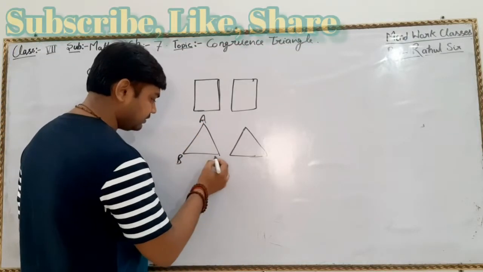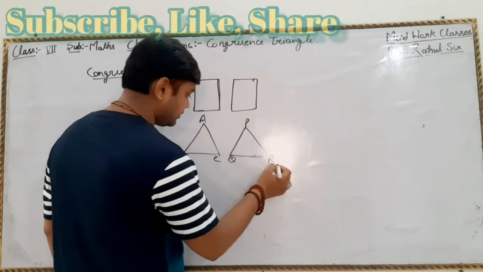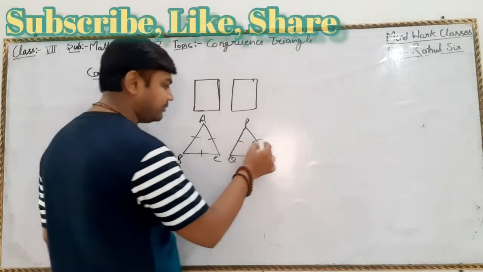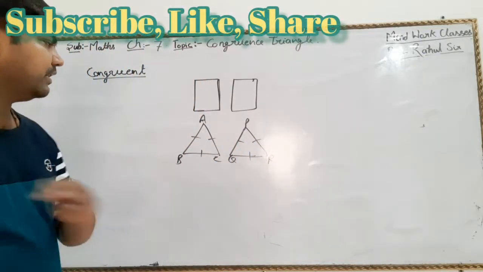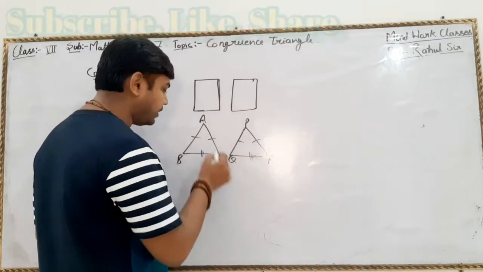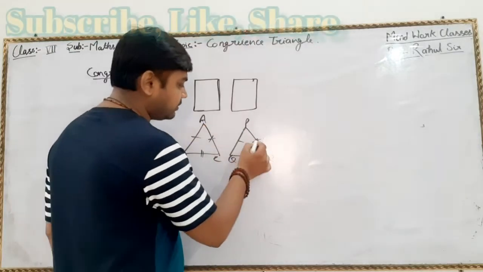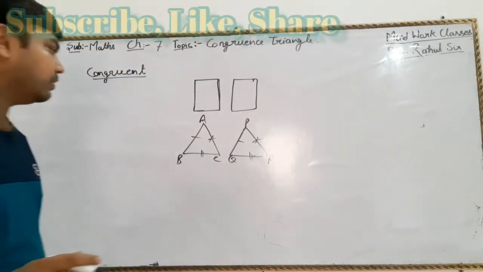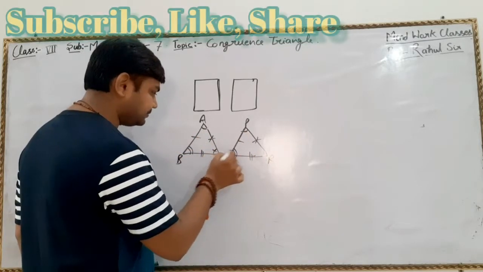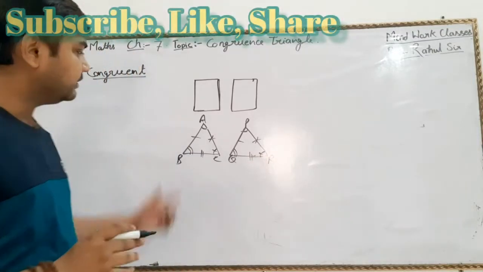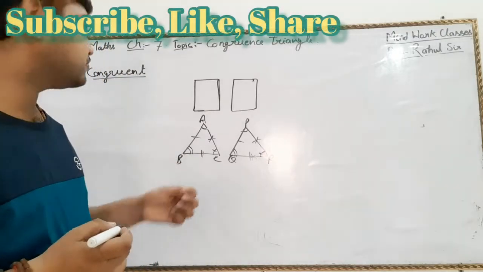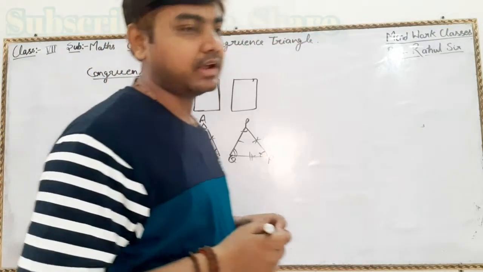Here AB will be equal to PQ, BC equal to QR, and AC equal to PR. Exactly the same, nothing will be different. These respective angles will also be equal. Each and everything in these two triangles will be the same, then these two triangles are known as congruent triangles.